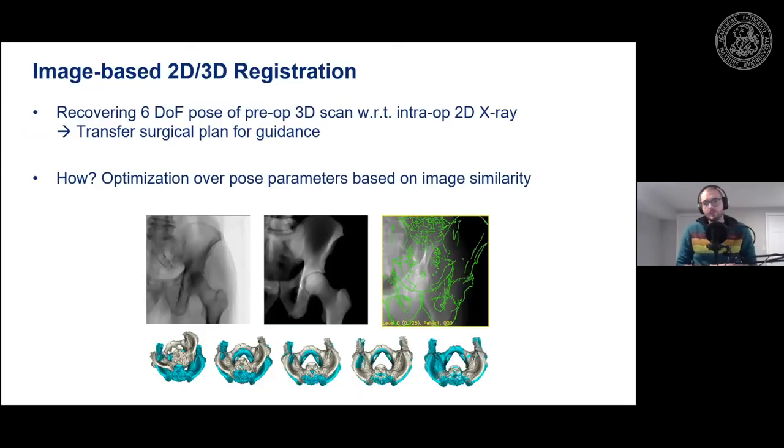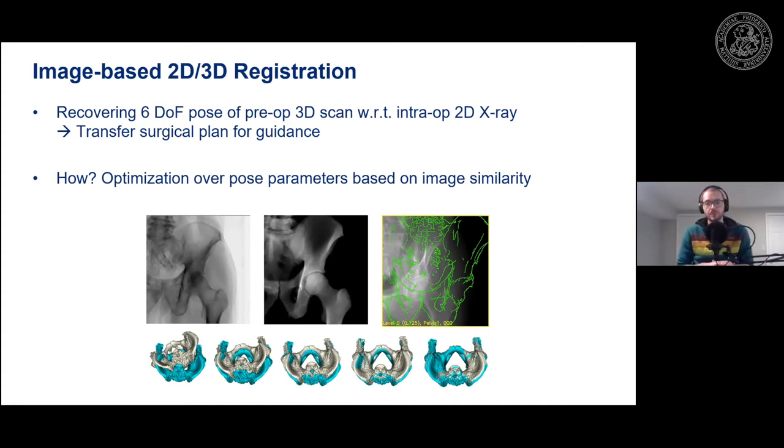When we talk about image-based 2D, 3D registration, then really what we would like to accomplish is to recover the 6 degree of freedom pose of a pre-operative three-dimensional scan. Most of the time, this is a CT scan with respect to the intraoperative two-dimensional X-ray image that is acquired using a C-arm system. Why do we want to do this?